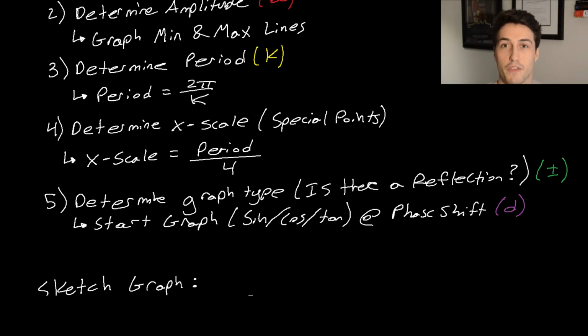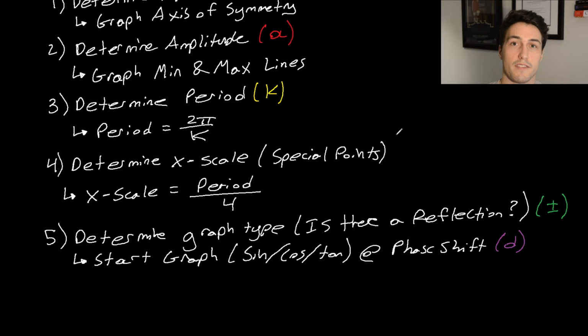So next we're going to determine the graph type. So that's whether this is a sine, cos, or tan graph. And also notice if there's a reflection. So again, that plus or minus. If it's positive, there's no reflection. If there are some negatives in front of the a and in front of the k, then we know that there's a reflection either over the x-axis or over the y-axis.